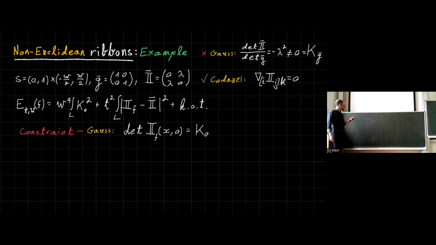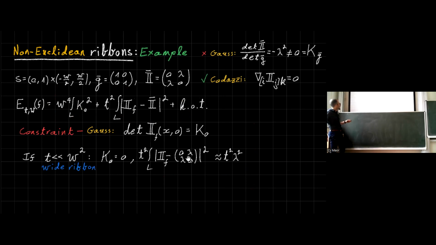This is just the same thing. This is the energy, the total energy that we wrote, and this is the constraint. So we get that if we have a wide ribbon, so t is much smaller than w squared, then this term is dominant, so we want to make it 0. So K0 is 0, and the energy comes from the bending as is, and is roughly t squared from here and lambda squared from here. So this is the energy in the wide ribbon case.